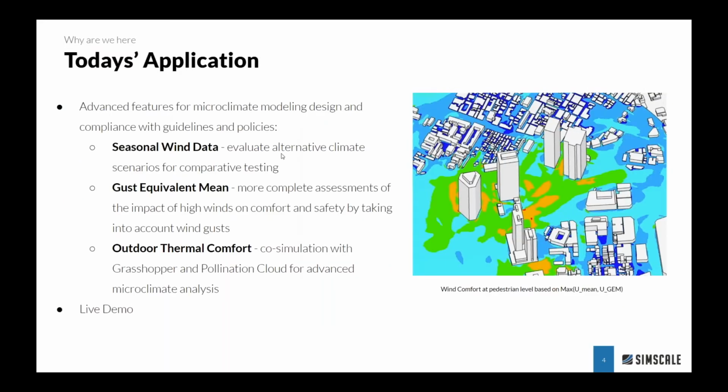Let us have a look at today's agenda or today's application. We'll have a look at the advanced features for microclimate modeling, and this is subdivided into 3 parts. First of all, seasonal wind data, then we move on to Gust Equivalent Mean, and we will talk about outdoor thermal comfort, where we talk about co-simulation with Grasshopper for advanced microclimate analysis, followed by a nice demo by my colleague Richard. And with that, I now hand over to you, Richard.